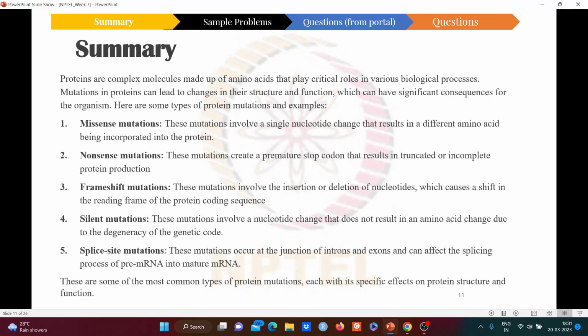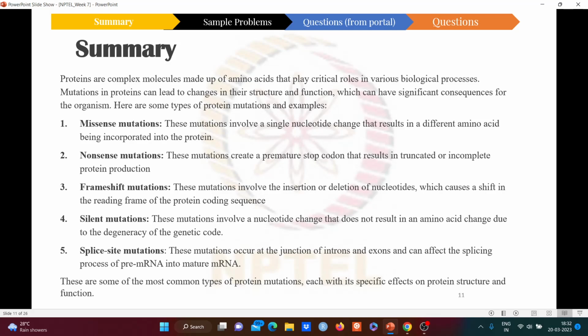Okay, next, before we start discussing how these mutations affect the binding or the stability, let me discuss the types of mutations. We all know proteins are complex molecules made up of amino acids that play critical roles in various biological processes. Mutations in proteins can lead to changes in their structure and function, which can have significant consequences for the organism. Here are some types of protein mutations and examples.